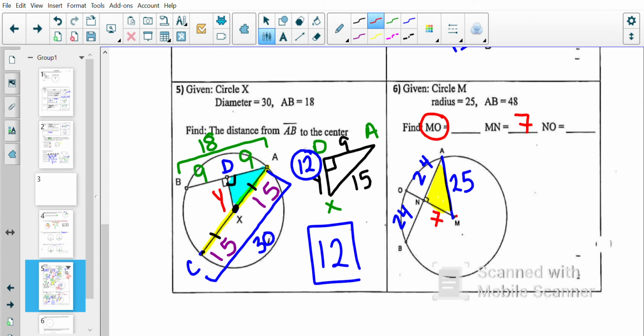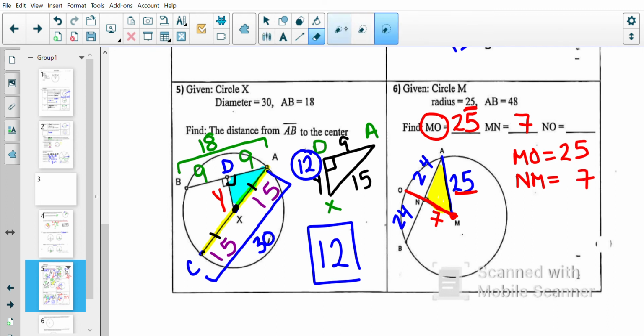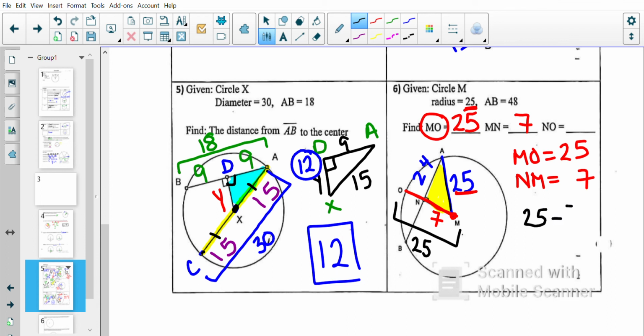Well, isn't MO a radius, right? Center to rim, that's a radius. So we want the segment from the center to a rim. We know all radii are 25 because it says the radius is 25, which means MO is 25. Now, how are we going to find NO? Well, the whole MO is 25 and NM is 7. So we're just going to take those two segment lengths and subtract them. So we are 25 minus 7, and we will get 18 for length NO.